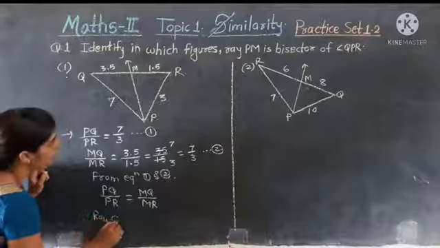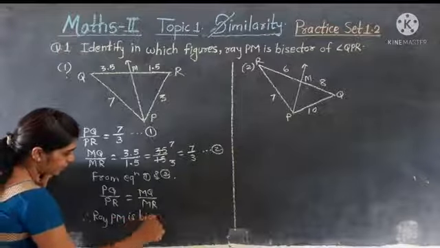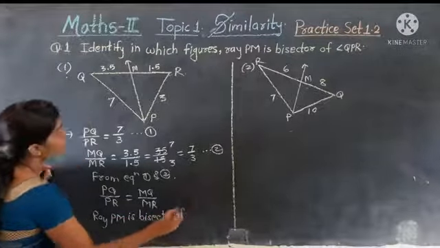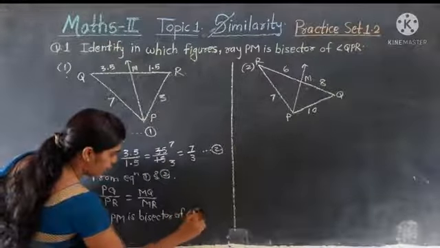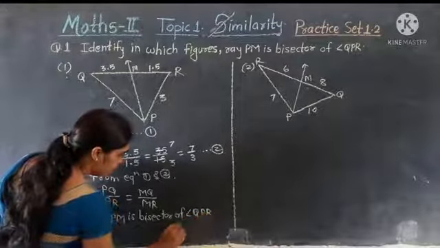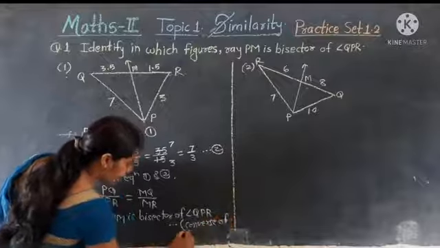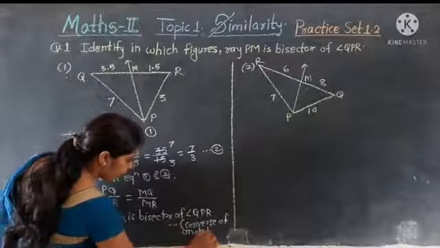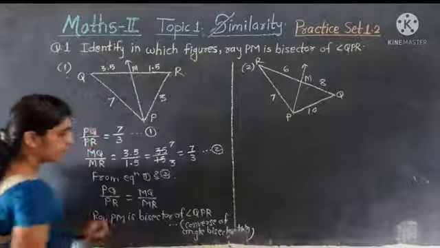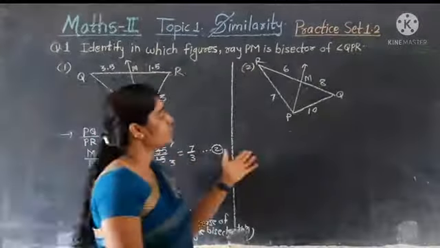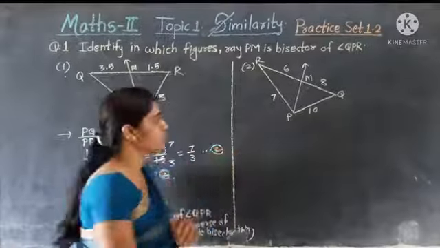Therefore, ray PM is bisector of angle QPR. Reason is converse of angle bisector theorem. Okay. Similarly here there are 3 examples in question 1. I have taken 2 examples here.